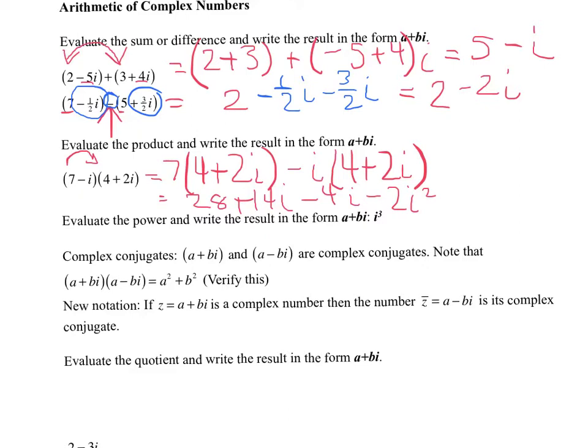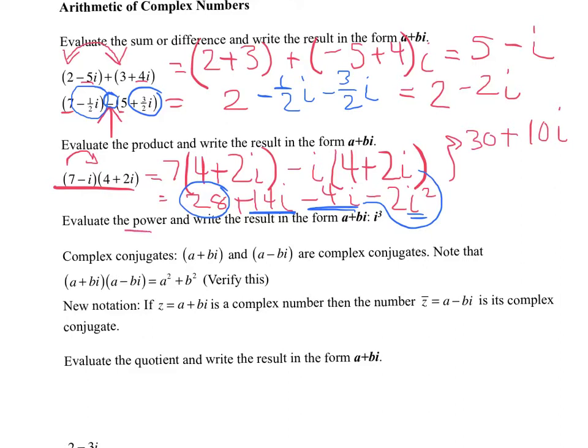Well, remember that i squared is -1, so this last term is actually +2, and that's a real number, so we can add that +2 to this 28, and that'll give us 30 for the real part. For the imaginary part, we add the two imaginary parts, 14i minus 4i, and that gives us plus 10i. So 30 plus 10i is the complex number that's the product of these two complex numbers.